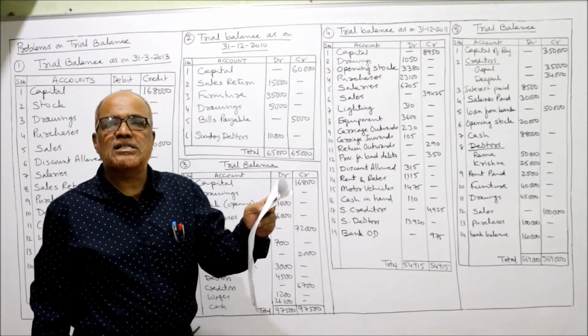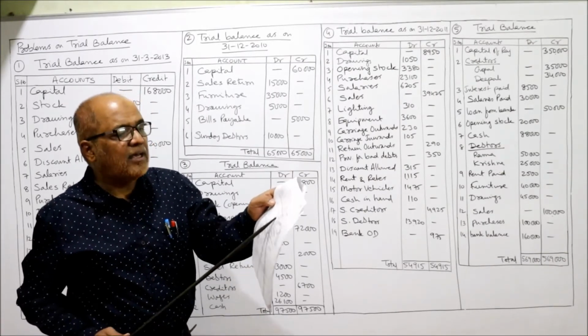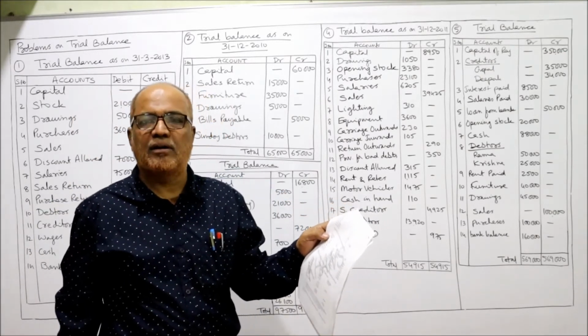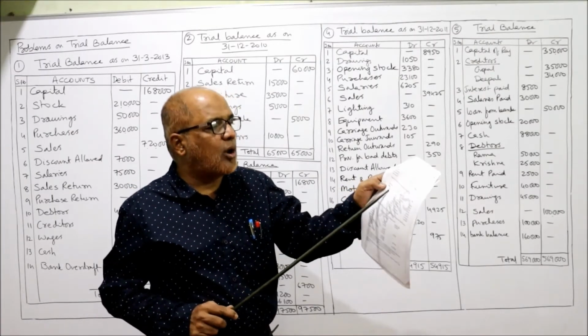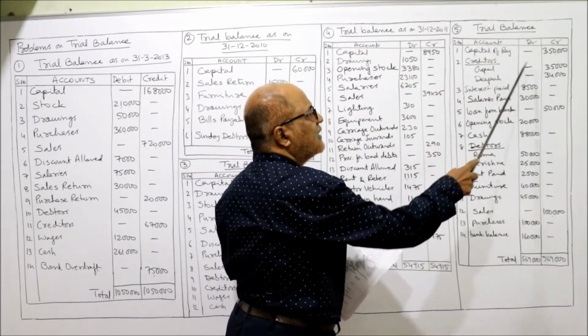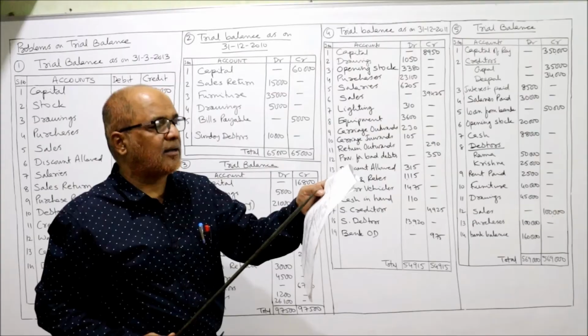Second, creditors. Creditors are a liability, so we have to take them in the credit column. Here, Gopal and Deepak, the names of the creditors, are given. The creditors will show a credit balance. So Gopal and Deepak we will take in the credit column. Gopal 35,000, Deepak 34,000, credit column, because they are creditors.